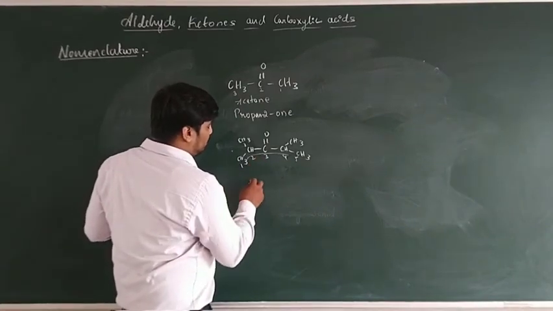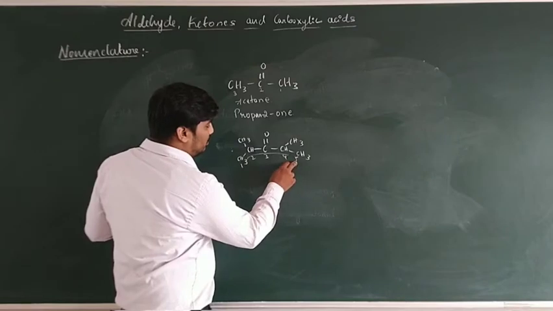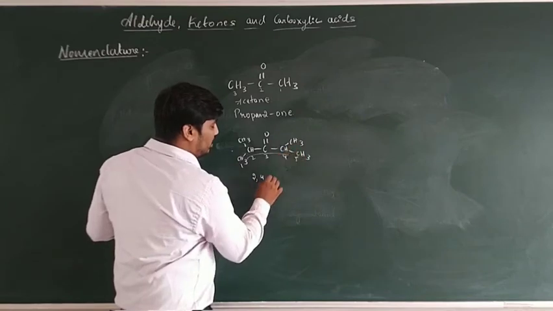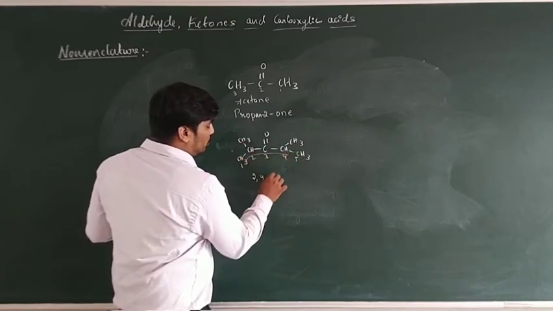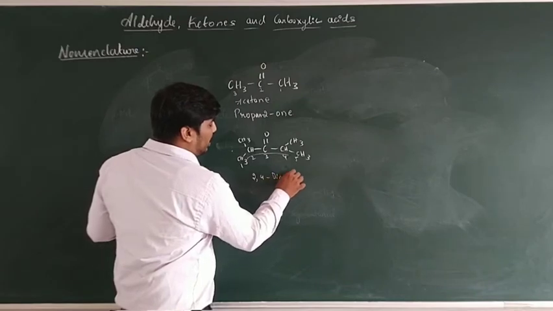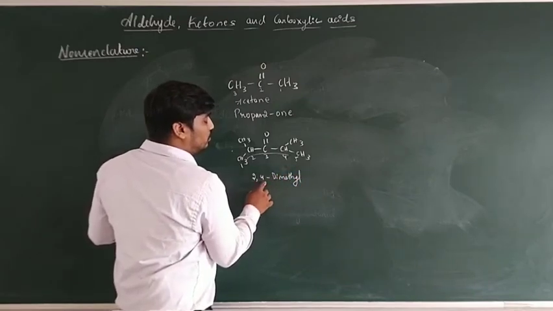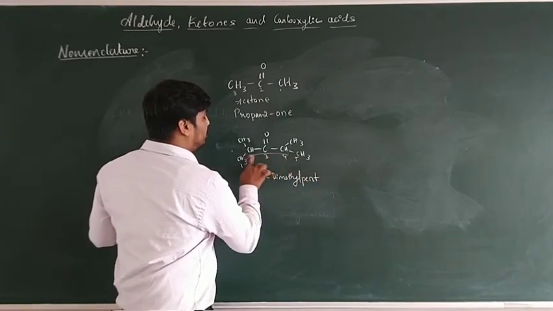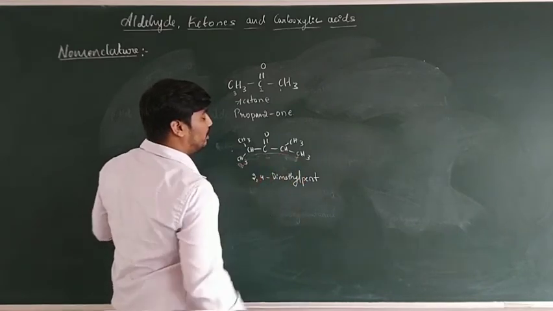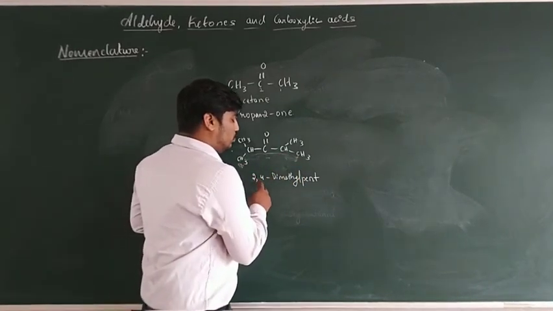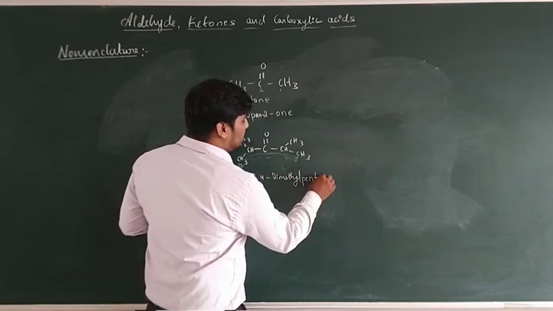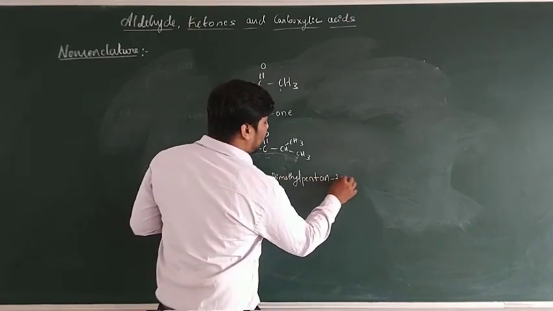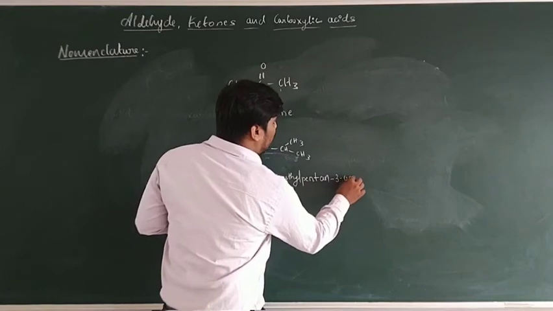Next, the name of the compound. How many carbons? There are 5 carbons. The second and fourth carbons contain methyl, so 2,4-dimethyl. Why pent? Because there are 5 carbons in the long chain. So it is 2,4-dimethylpentane, and the O is present on the third carbon, 1, 2, 3. So 2,4-dimethylpentan-3-one is the name of the compound.